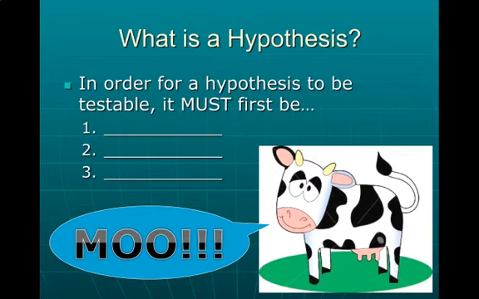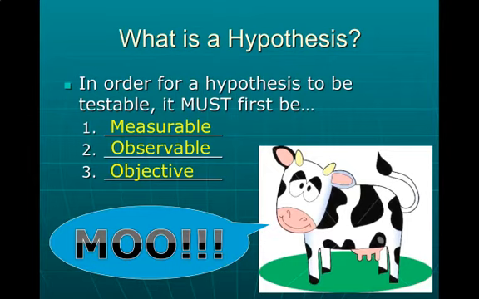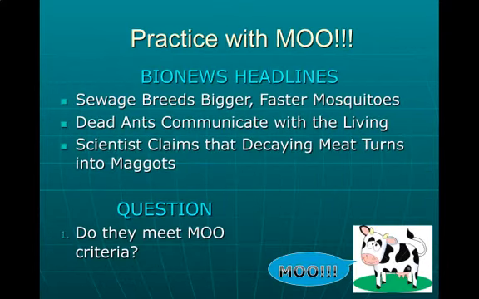When we're making a hypothesis, you need to remember that your hypothesis must be testable. We talked about this in the last unit, so hopefully this is a review for you. But just to help you remember, you must have these three rules in effect. It must be measurable, observable, and objective. Yes, that spells moo. That's why there's a cow down there at the bottom. Measurable, observable, and objective. Okay, so let's look back at our BioNews headlines and practice the moo criteria for a hypothesis.